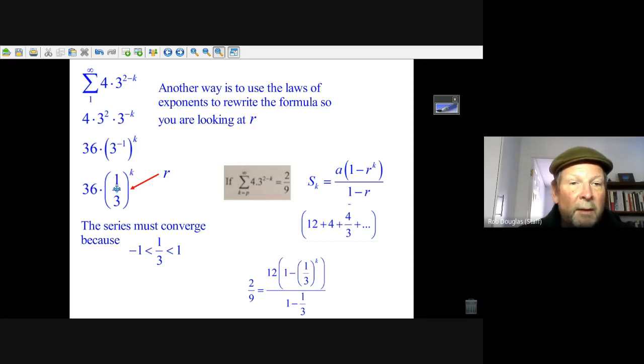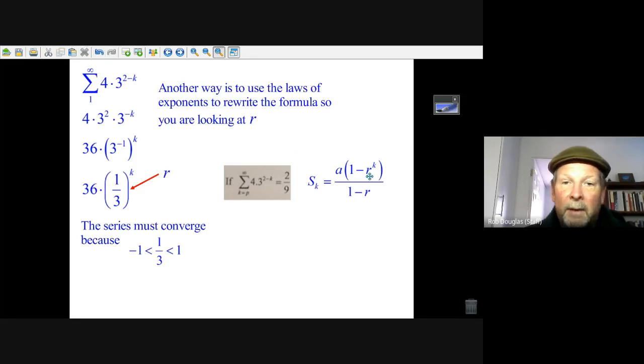But 3 to the minus k is really 3 to the minus 1 to the k power. So it's just another way. 3 to the minus 1 is really 1/3. And when you look at this formula, the number that's being put to the power, that's what r is. So r is a third. So this series must converge because 1/3 is less than 1 or greater than minus 1. That's the condition for convergence. Okay, that's just another way of doing it.